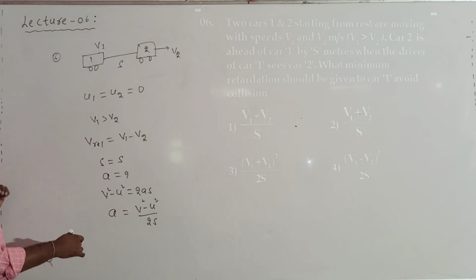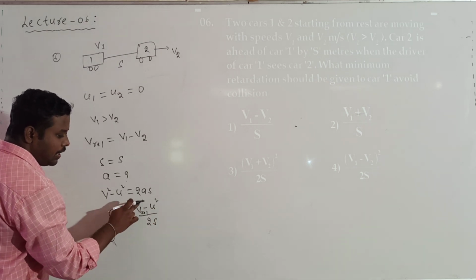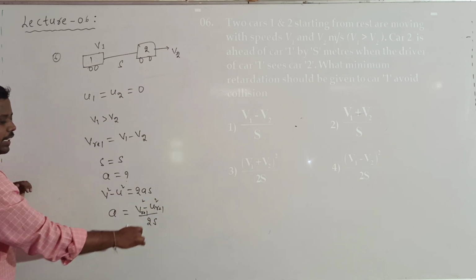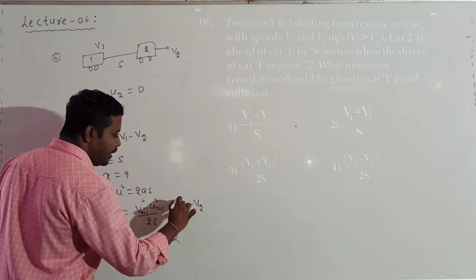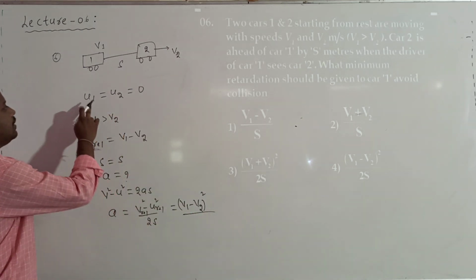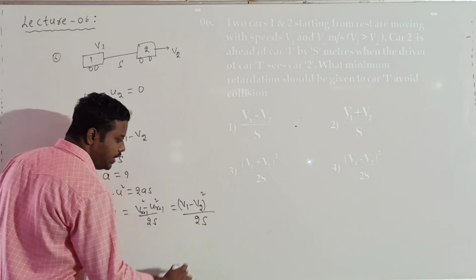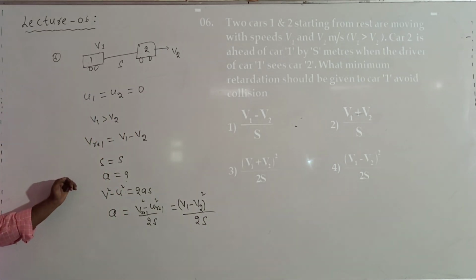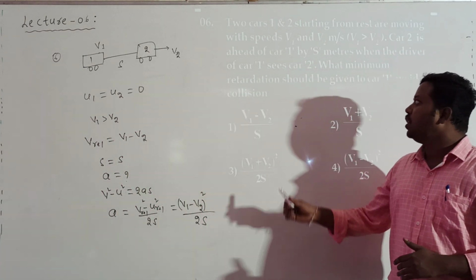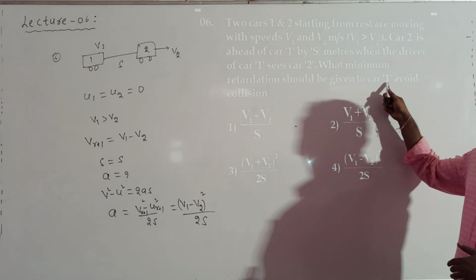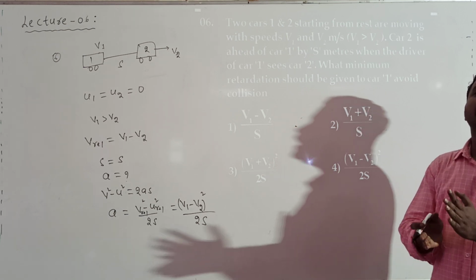But here, since both are in motion, we need to consider relative velocity. So the final relative velocity whole square minus the initial relative velocity whole square, divided by 2 into S. The final relative velocity whole square is V1 minus V2 whole square. The initial relative velocity, since U1 and U2 are 0, is 0 only. So A is V1 minus V2 whole square divided by 2 into S. Question understood now? We want to calculate the deceleration, the retardation, that should be given to avoid the collision, the minimum retardation to car 1. So this is also based on the relative velocity.